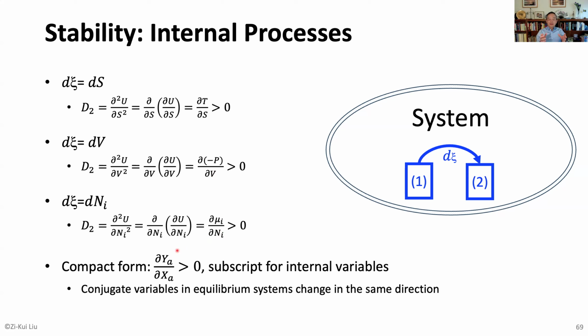So that means for a system at equilibrium, the conjugate variables must change in the same direction, both decreasing or increasing at the same time. And instead of the superscript, we use a subscript here to represent that those quantities are internal variables, not exchanged between the system and its surroundings.